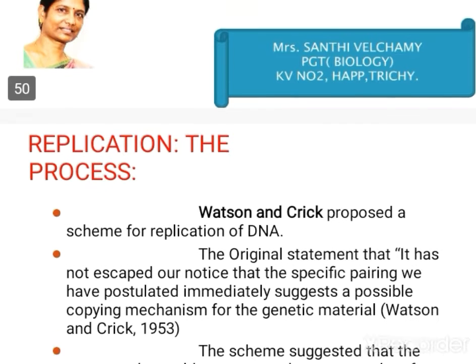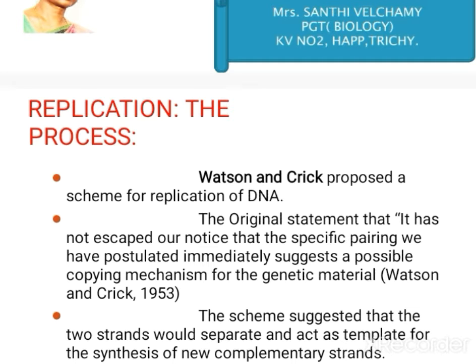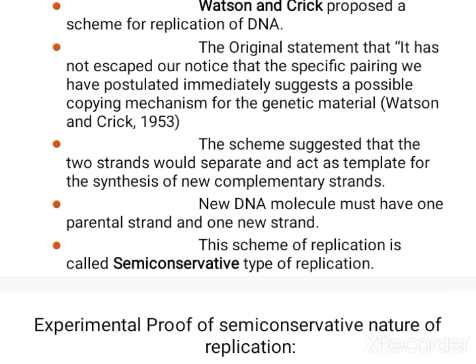Already you know Watson and Crick proposed the DNA replication. Watson and Crick told us DNA is double stranded, and adenine complements with thymine, and the same way cytosine with guanine, that is the ATGC combination. When they suggested this scheme, these two strands separate during replication and act as templates for the synthesis of new complementary strands, because the bonding between them separates.